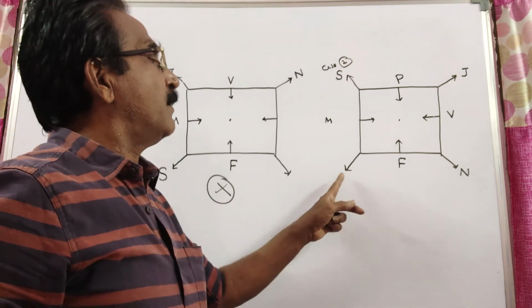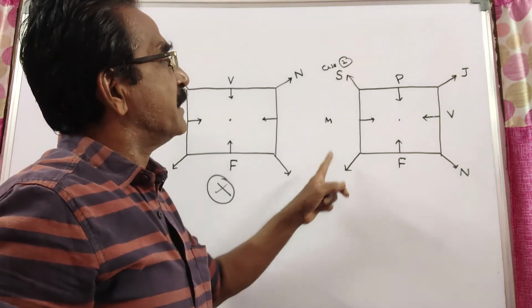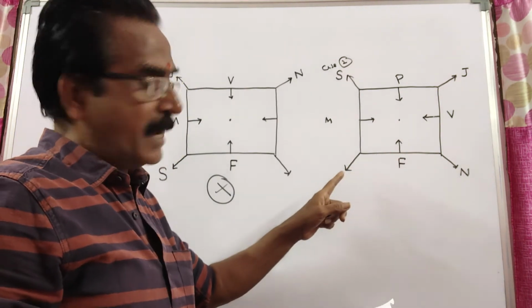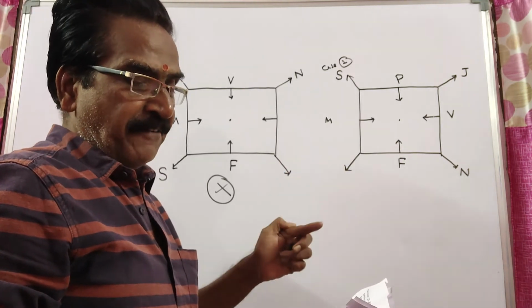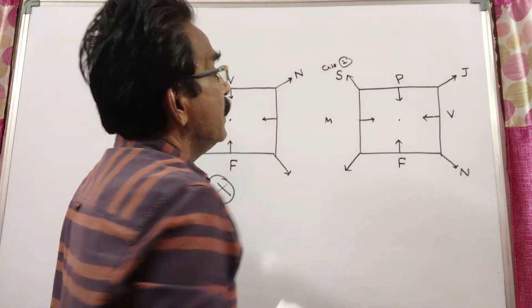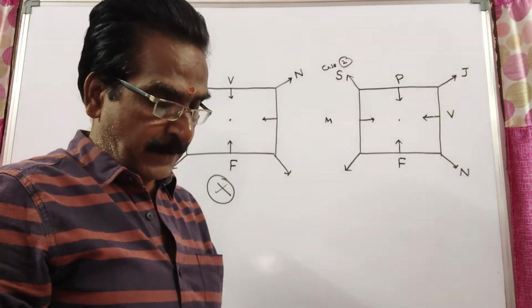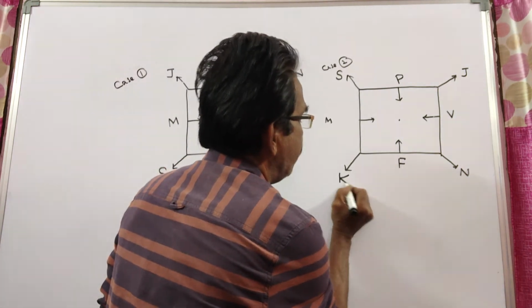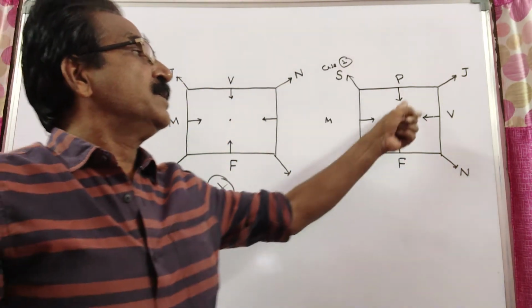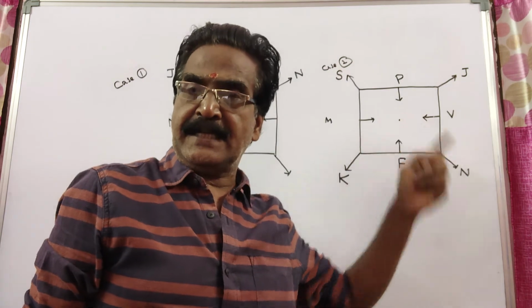And the remaining last person, who is that person? F is over, J is over, M, N is over, P, S is over, V is also over. Then who else is remaining? K is remaining. So K will come to this place. So this is your final arrangement, friends.